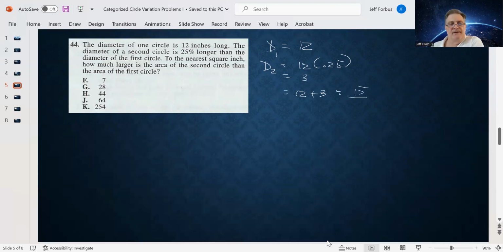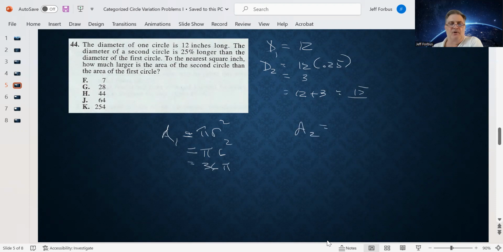Okay. To the nearest square inch, how much larger is the area of the second circle than the area of the first? All right, so remember the formula, area. So A sub 1 is going to be our first circle. That's pi r squared. So the radius of the first one is 6 because the diameter is 12. So it's going to be pi times 6 squared. So that's going to give us 36 pi.